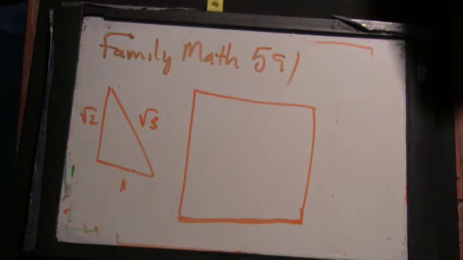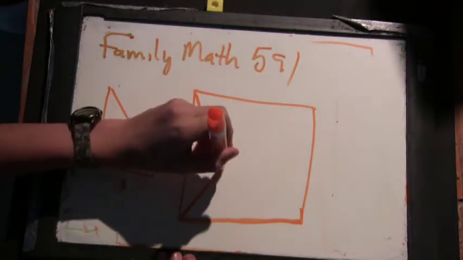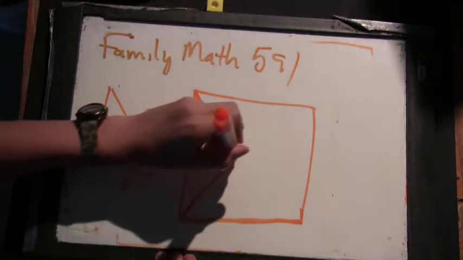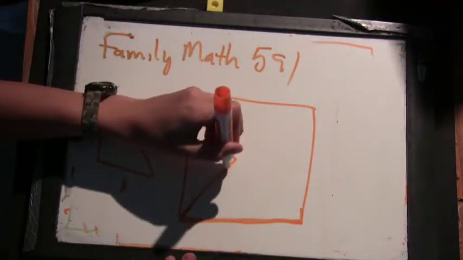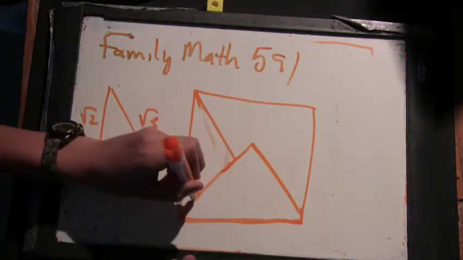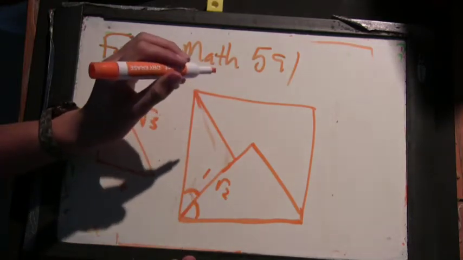So I can't really have them overlap. But what if I put them in the square? So the sides of length 1 and the sides of length root 2 overlapped, because these two angles would add up to 90. Okay, alright, now that's interesting. Good thinking.